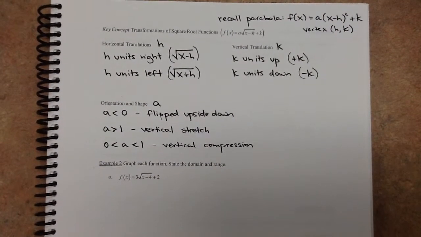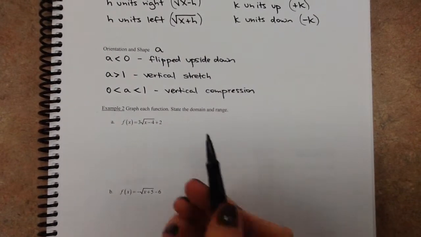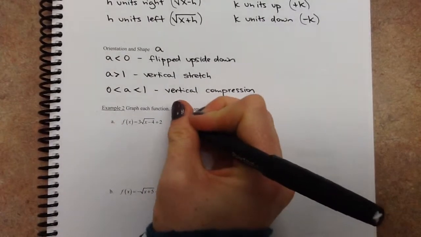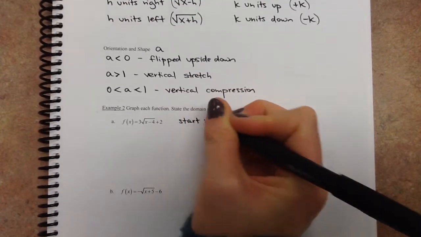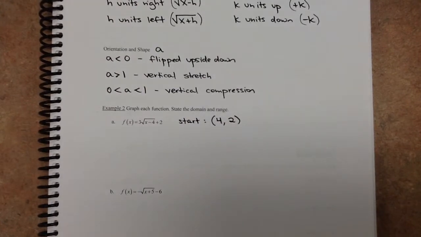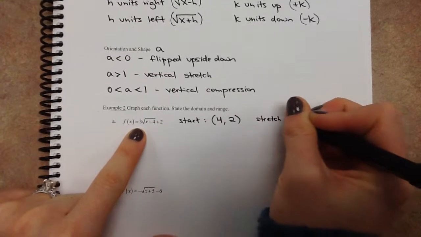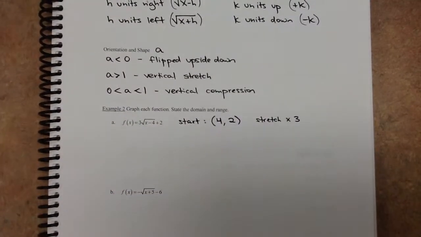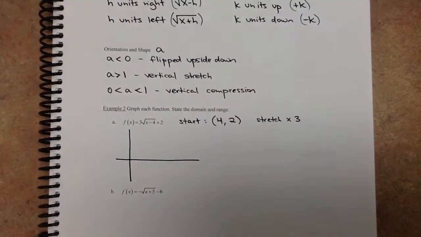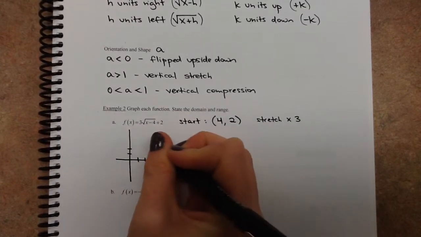So let's graph these functions right here, talk about what each one of them is doing. So for part A, your starting point is the opposite of this, comma, this. Our starting point is at positive 4, positive 2, and then we have a stretch by a factor of 3. Okay, so I will show you exactly what that looks like. So let's set up a little coordinate system here. Our starting point is 4, 2. So there's 4 up to 2.